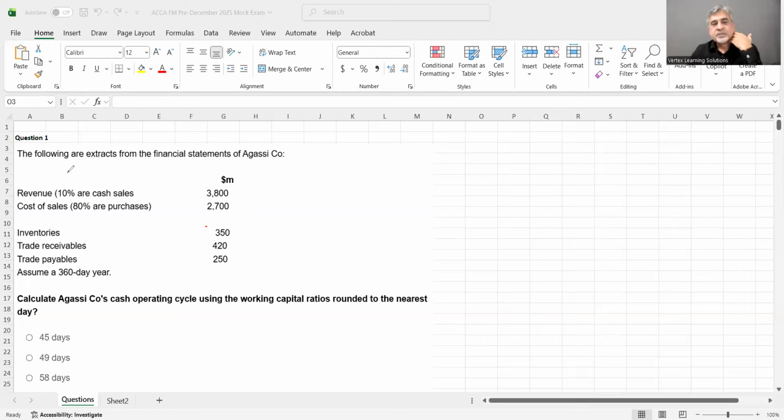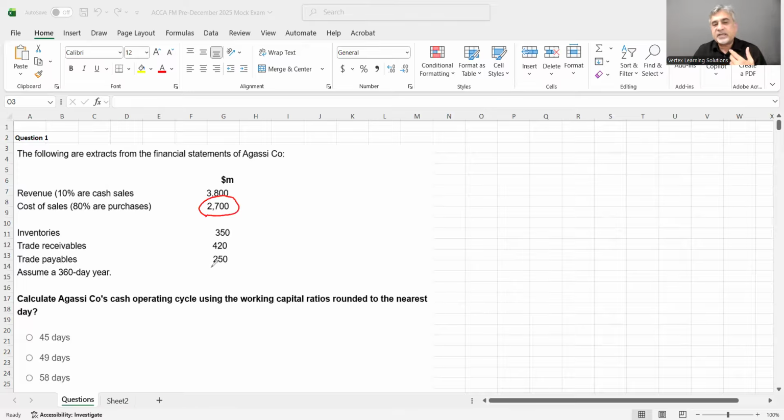We don't have that. The data is given. The following are extracts from the financial statements of Agassi Company. Revenue, of which 10% are cash sales. Cost of sales, of which 80% are purchases. So the total cost of sales is 2.7 million, but 80% are purchases. What is the difference? The difference will be in the calculation of inventory and payable days. Remember, when you calculate inventory days, you have to see the cost of the inventory, and then the payable days.